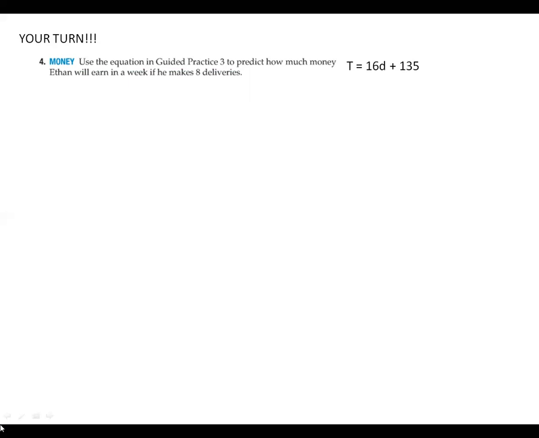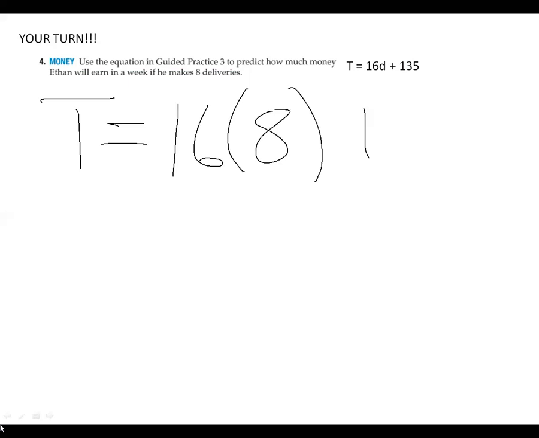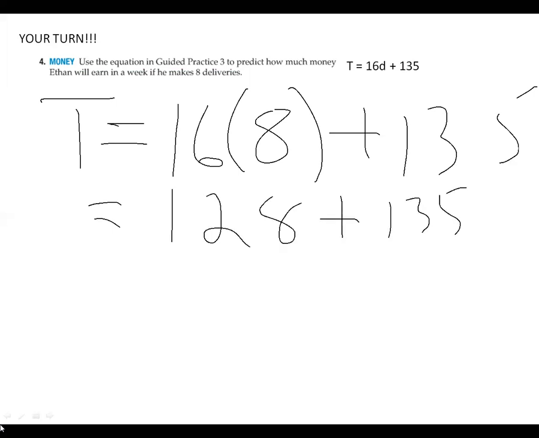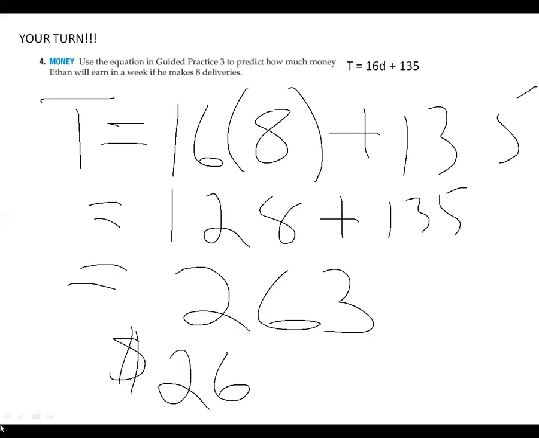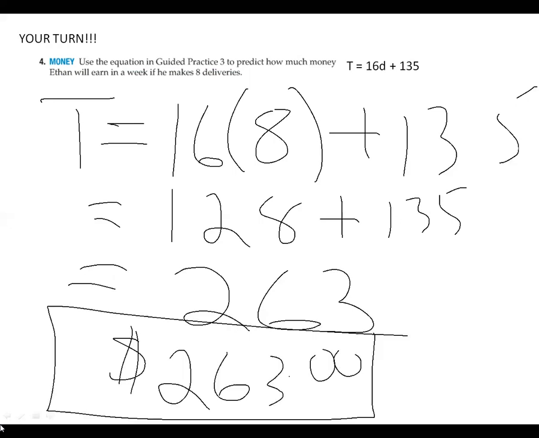All right, we're back. So if he makes 8 deliveries, that's the same as plugging in 8 for D. So T equals 16 times 8 plus 135. So if I do 16 times 8, that's going to give me 128 plus 135, and that means 263. So since it's in the context of a problem, that means that Ethan will earn $263 if he makes 8 deliveries.